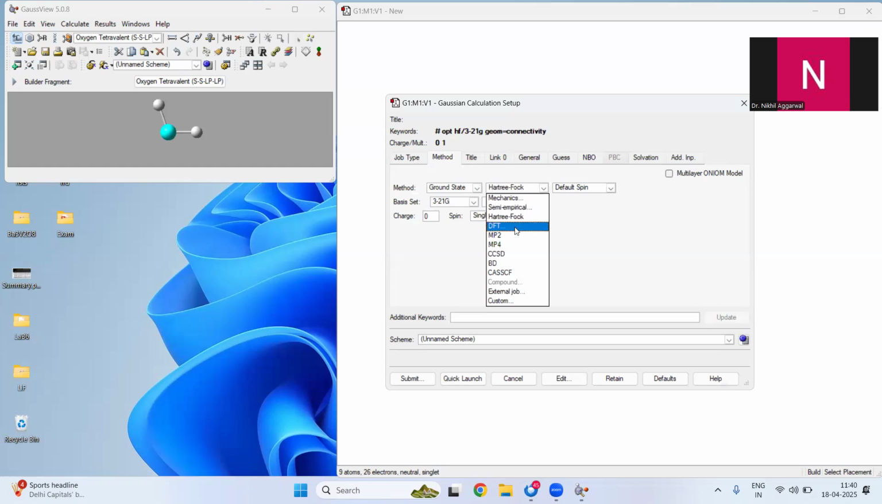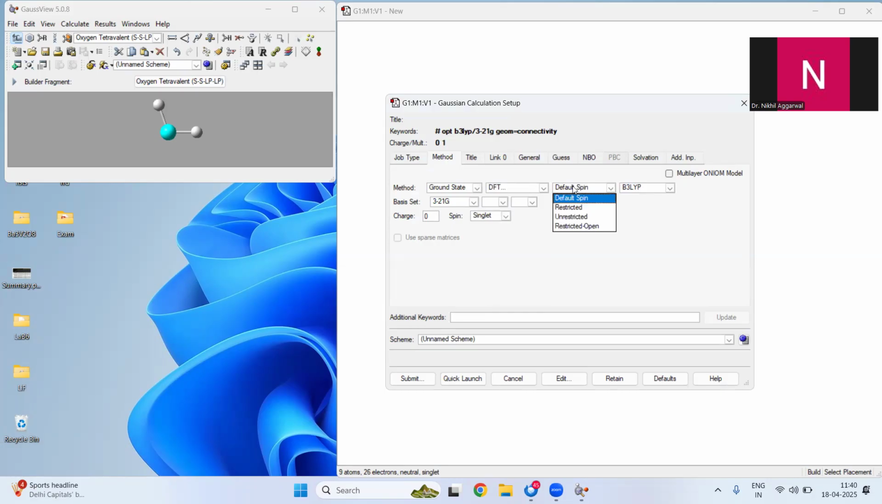So I'll go with the DFT model, because I'll first give it a check. I can apply the MP4 model, but I'll first try the DFT model. If my results are not accurate enough, then I'll switch to the MP4 model. Sir, how to check the accuracy? Wait, we'll learn that.